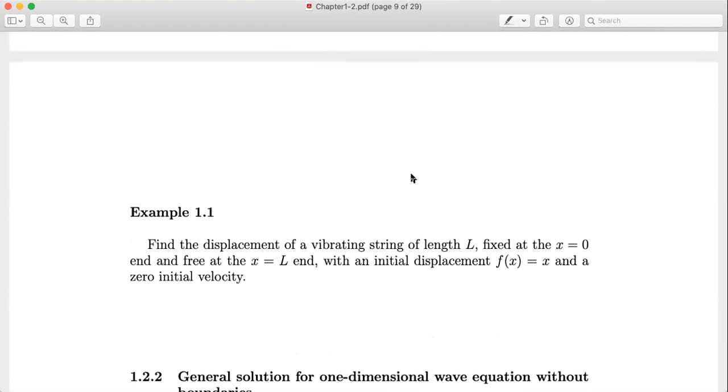So we want to study this vibration of a string, again, of finite length L. Now it is fixed at the endpoint x equals 0, but free at the x equals L endpoint. And we are given a certain initial displacement, which is just proportional to x. The initial displacement is x. That is the function I called f before. And then a 0 initial velocity.